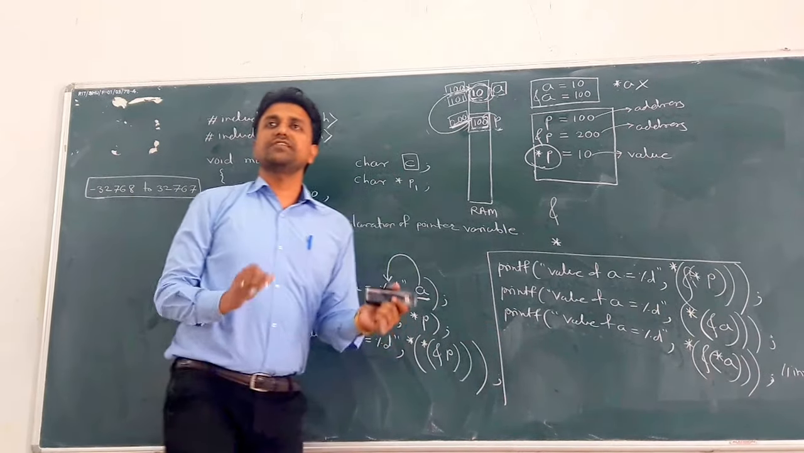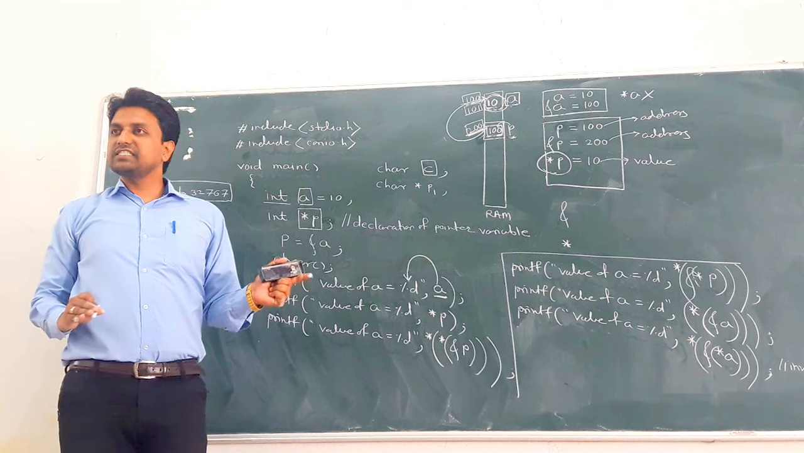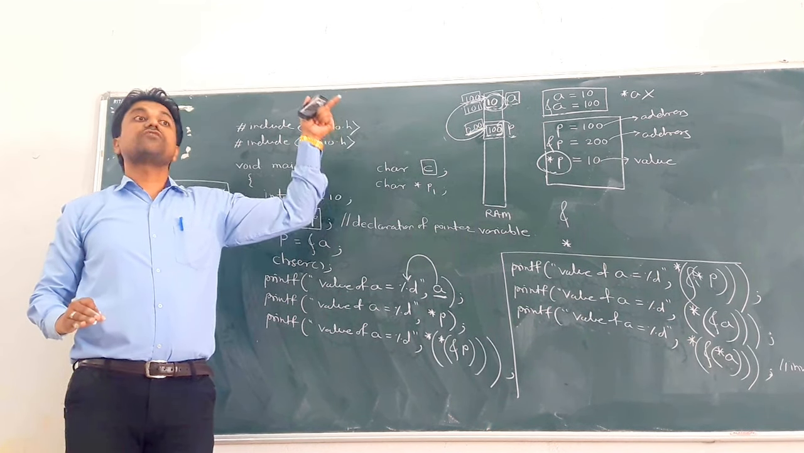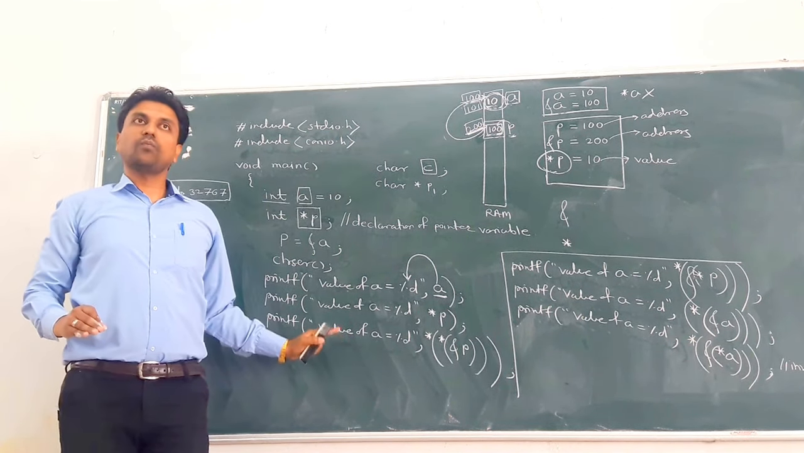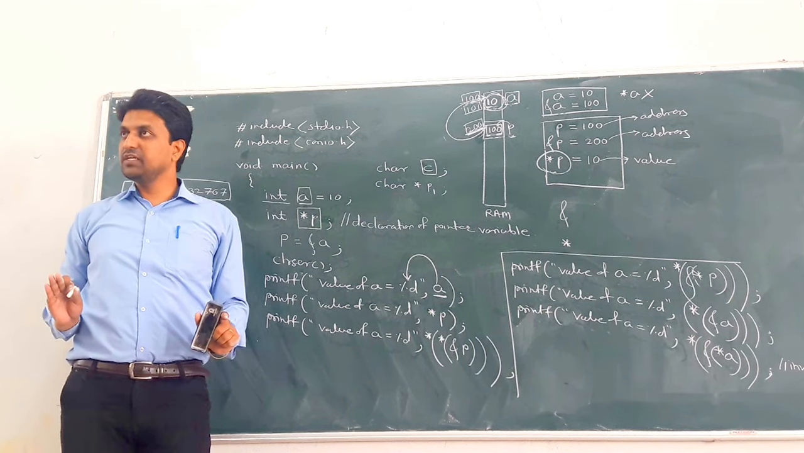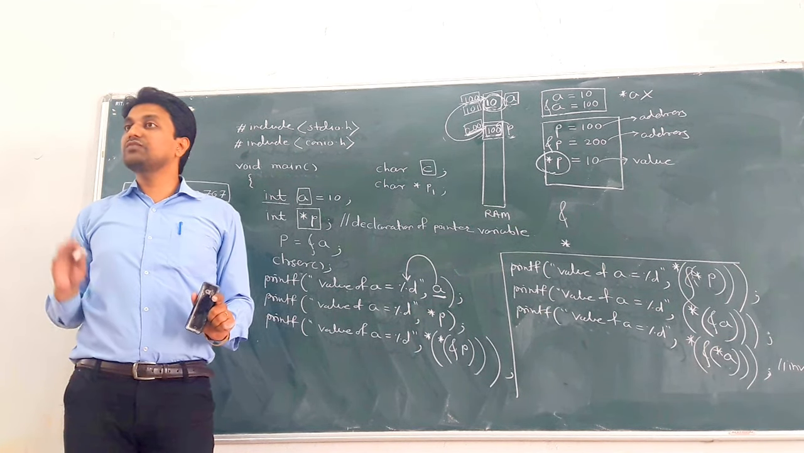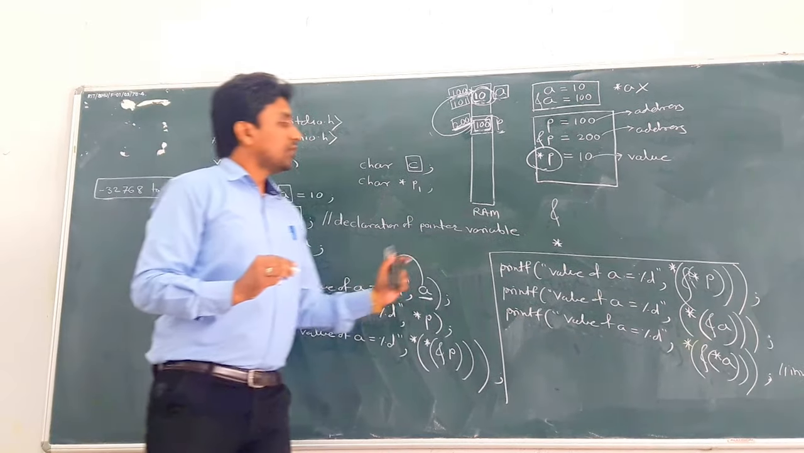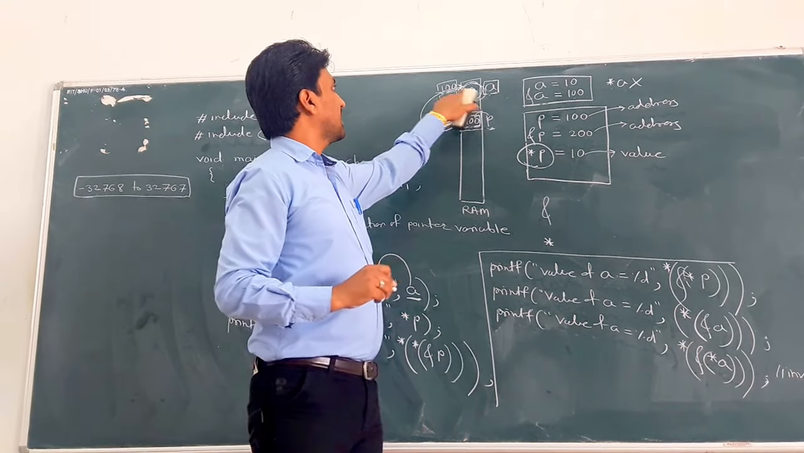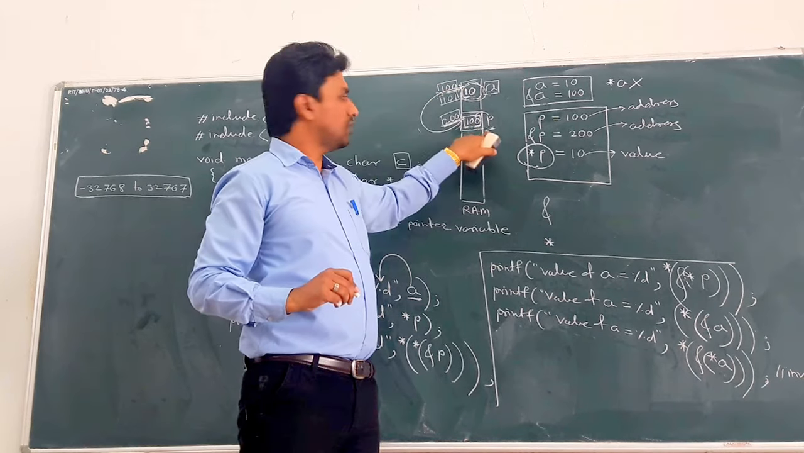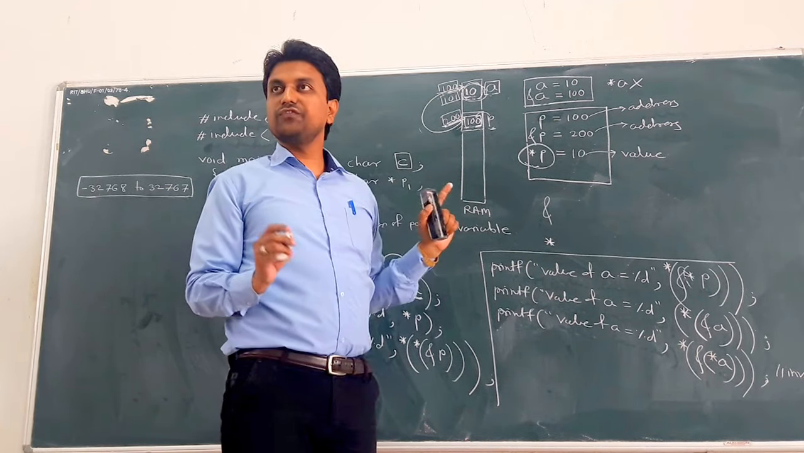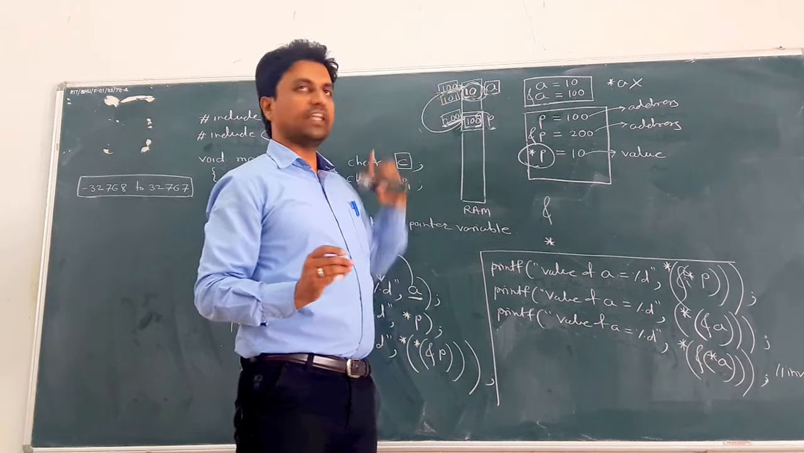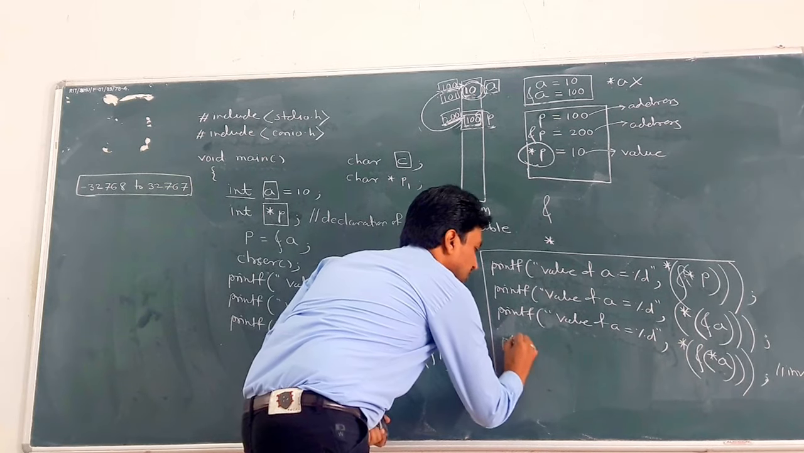So these are the different ways we can access the value of a value variable using a pointer variable. Understood the meaning? That's why pointers are called more flexible. Clear? Next, we can also print the address of any value variable or pointer variable. Suppose we want to print the address of a variable. So how can we print the address?